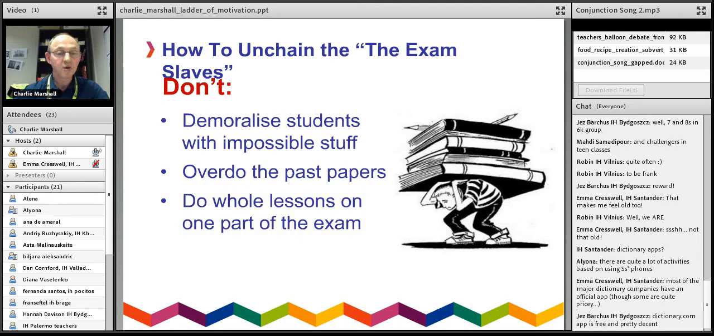Don't do whole lessons on one skill. Now, we have to think about this a little bit. In our school, we have 90-minute lessons, and I don't know how long the lessons are in other places. But in a 90-minute lesson, we would aim to cover 3 or 4 parts of the exam, not just one. Now, if you have a shorter lesson, maybe you could do 2.